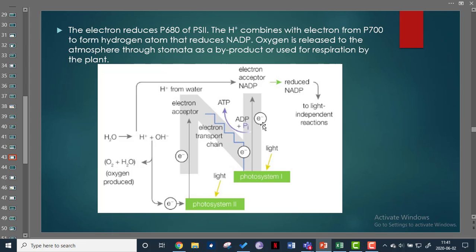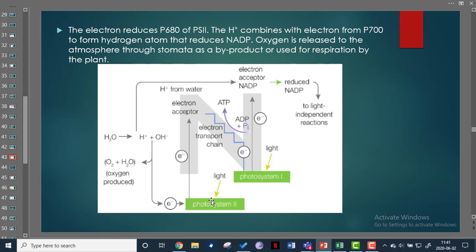But in the process, these electrons that have been excited from photosystem 1 are picked by the hydrogen ions from water, and once they are picked by the hydrogen ions from water, they form reduced NADP, and that's why we are saying that this NADP is an electron acceptor. Now what happens next is that this reduced NADP that has been formed is taken to the Calvin cycle, that is the light-independent reactions. Now, this is for the P700 photosystem 1.